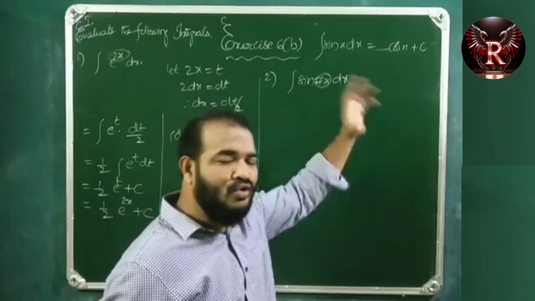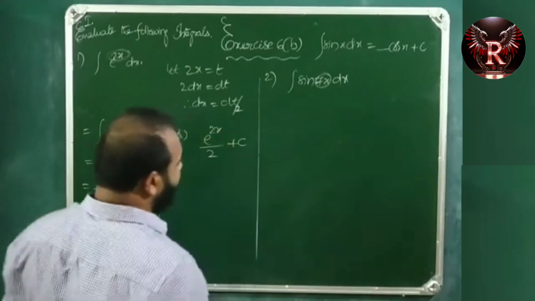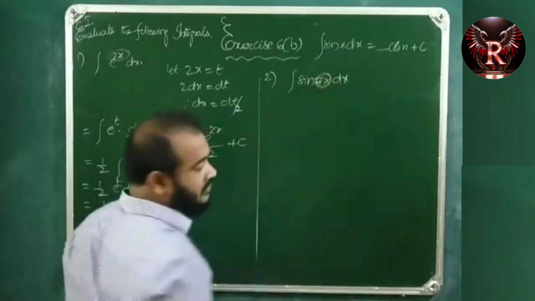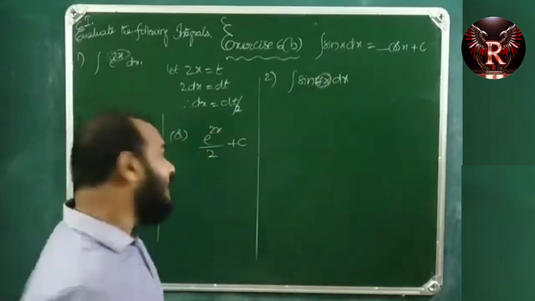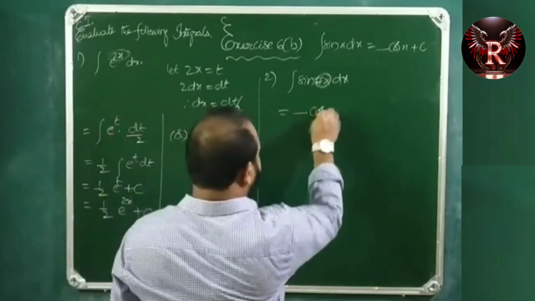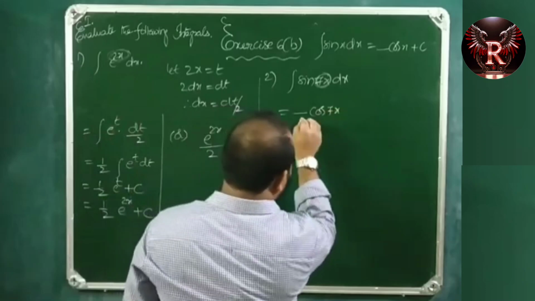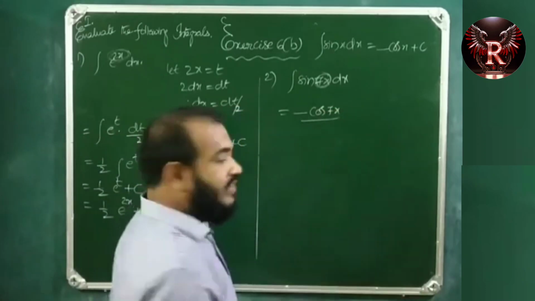So we need not do all these things. The only thing is, let us assume this to be x. What is integral sin x? Minus cos. So minus cos 7x by what is d by dx of 7x?